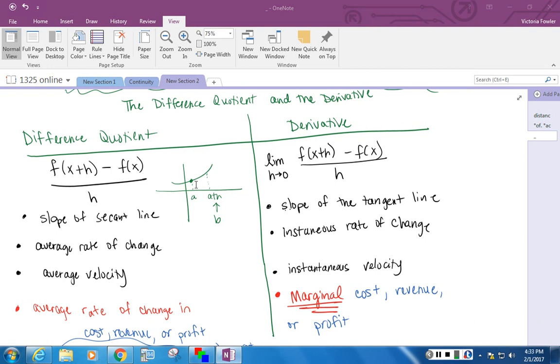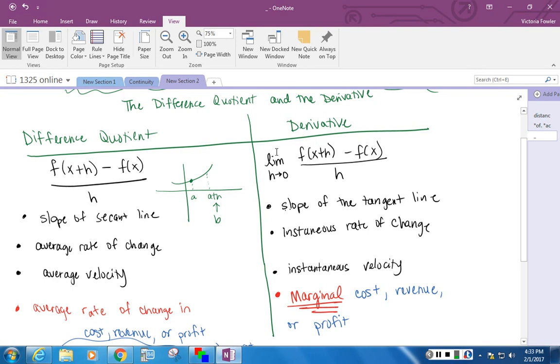And I've repeated this figure right here. And then we look to the right-hand side. That definition that I just gave you is instantaneous rate of change. That would give you instantaneous velocity. When you see the word marginal, talking about marginal cost, revenue, or profit, you would write this down. And this gives you the slope of the tangent line. And then the new term that comes up is that this is also defined as the derivative.